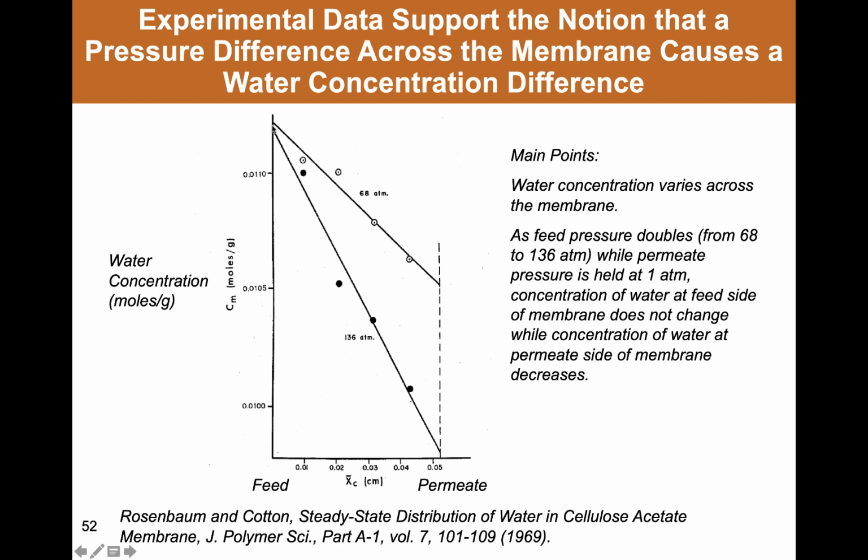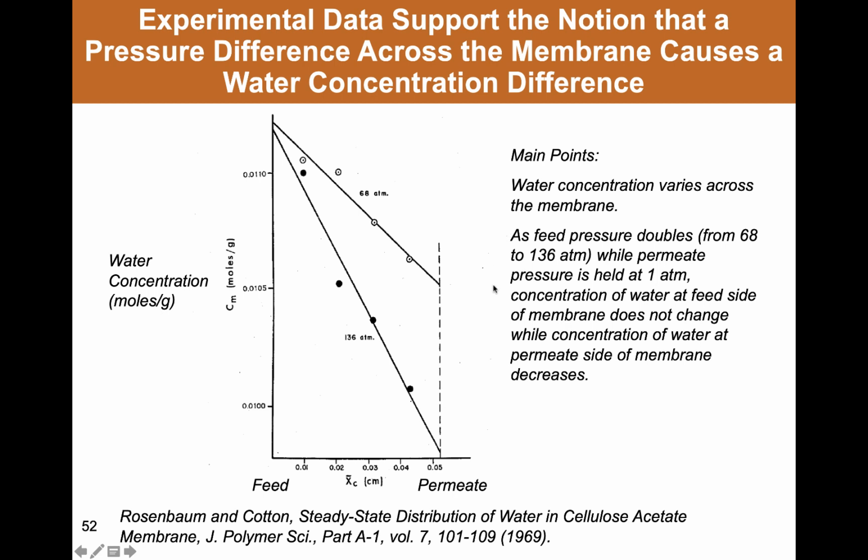If you had a membrane of cellulose acetate and just soaked it in a bowl of water at ambient pressure, pressure had almost no impact on the concentration of water on the feed side of this membrane. However, as the feed pressure increased, it actually reduced the concentration of water on the permeate side of the membrane, and this is what establishes the concentration gradient in water that then drives the flow of water from feed to permeate as a result of Fick's law.